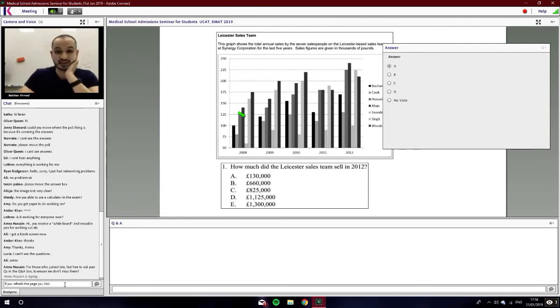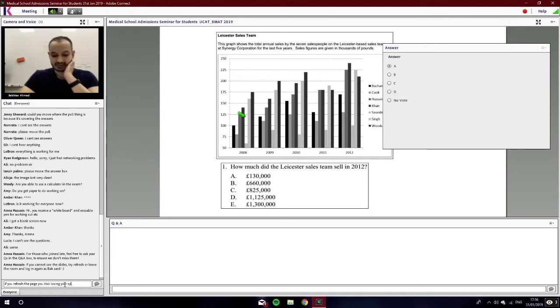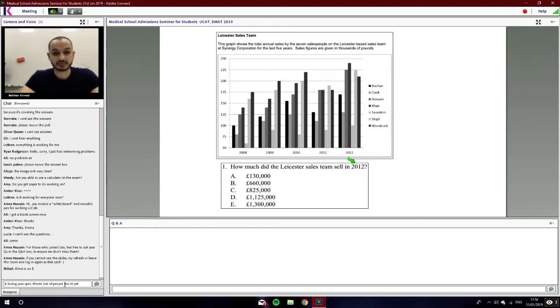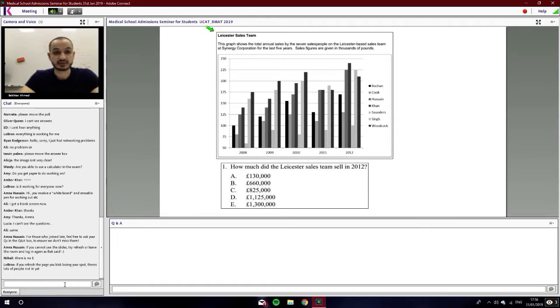So with quantitative reasoning, it's a great idea to start with the question itself. So ignore the data and go straight to the question. So first of all, how much did Leicester sales team sell in 2012? Okay, so 2012, if you look at the title of the graph, it says Leicester sales team. Okay, and these are the different people that are selling, and we are at 2012. So this is what is called identifying the target. You're trying to get to the information on the data which you need.